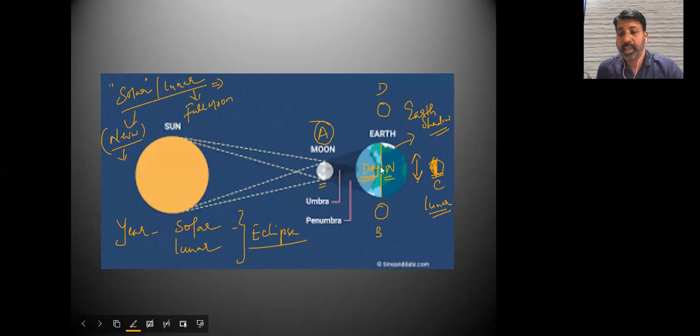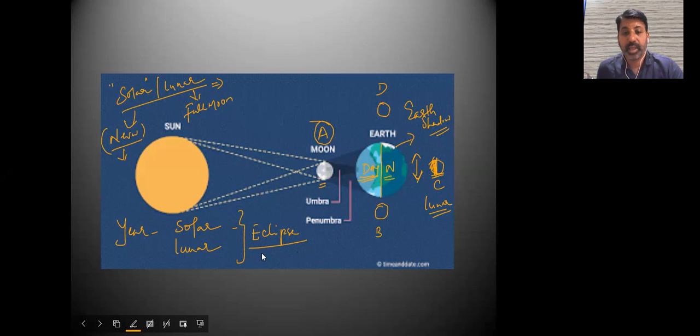Even though these three things come in a straight line twice a month, on every new moon day and every full moon day, all three of them are in a straight line. It is clear. But we don't get an eclipse every month. We get an eclipse once in a while.